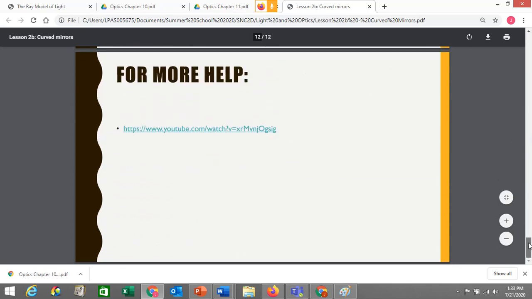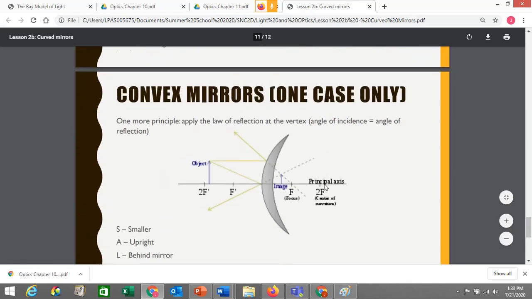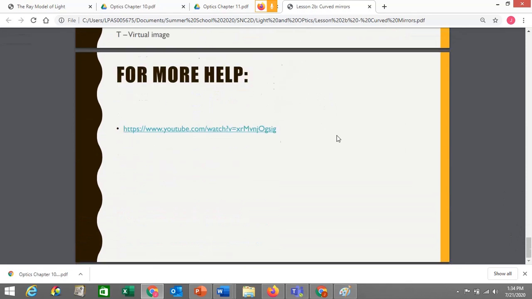And that's everything I've got for this concept. Check out this YouTube video if you want to. They explain curved mirrors a little bit more. They're able to more effectively draw the diagrams than I was, so that might be useful to you. So make sure you practice this with a few examples, and then you can complete your assessment for lesson 2 of this unit.